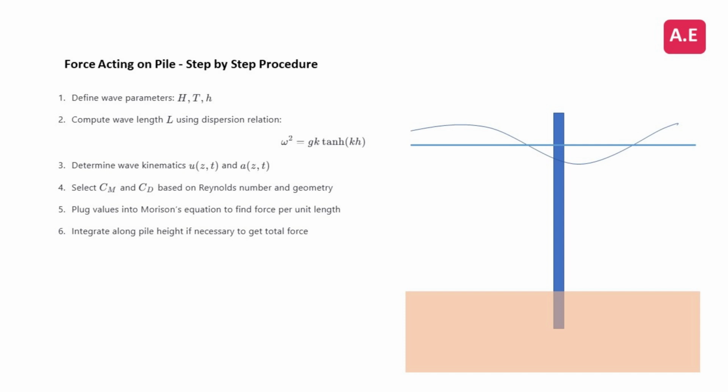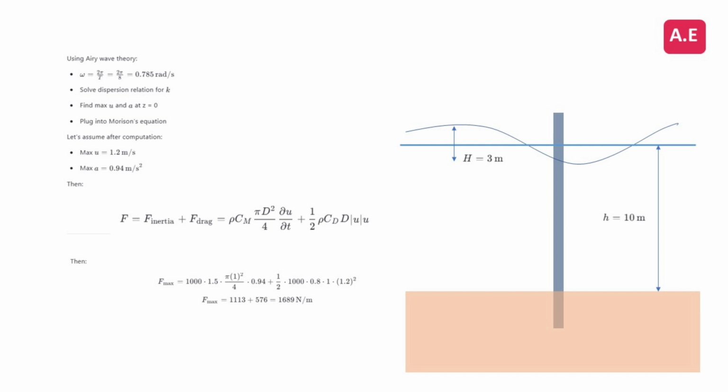Step 3. Compute maximum velocity and acceleration. At the still water level, z equals 0, we compute the maximum values of horizontal velocity u and acceleration a using the Airy wave formulas. Assume after solving, u max equals 0.94 m/s. Step 4. Plug into Morison's equation. Now plug all known values into the equation to get the total force per unit length.